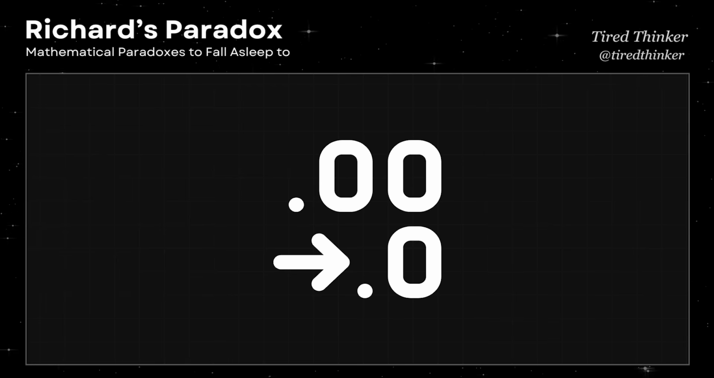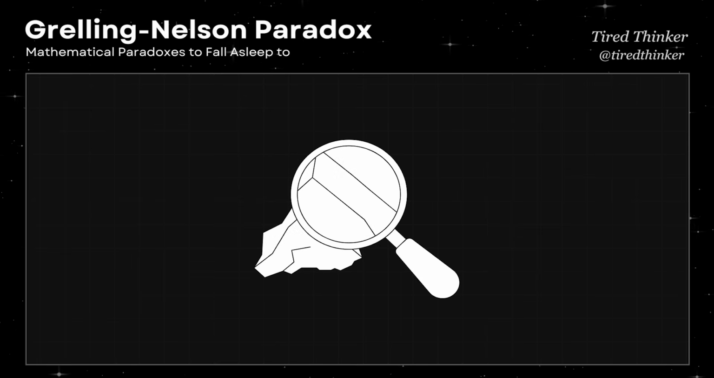The Grelling-Nelson Paradox is a puzzle about words and how they describe themselves. It asks whether the word heterological is heterological. The question seems simple, but when examined closely, it leads to a contradiction. To understand the paradox, first consider how words describe themselves.